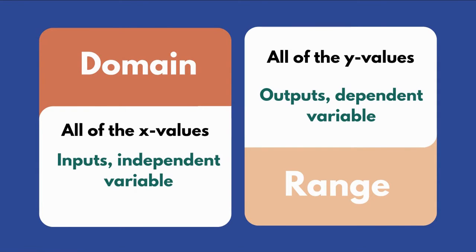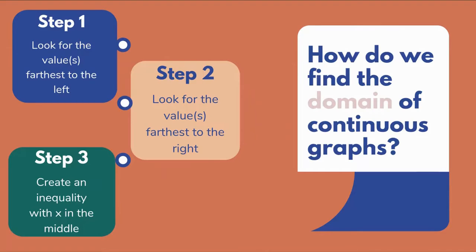So here are some steps to find the domain of a continuous function. First, we're going to look for the value farthest to the left and record that number. Then we're going to look for the point farthest to the right and record that number.